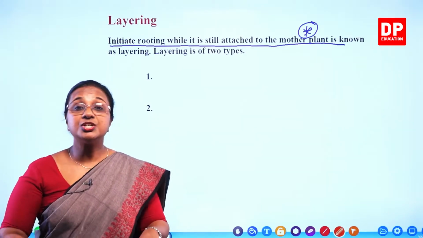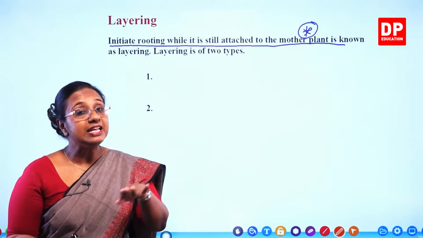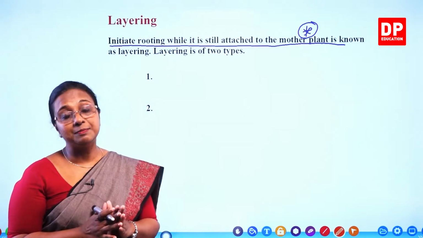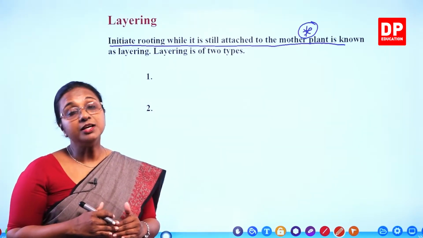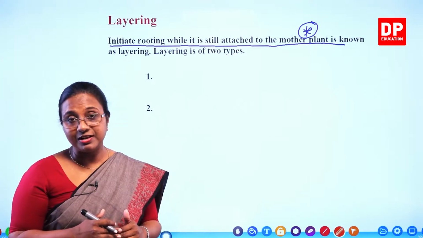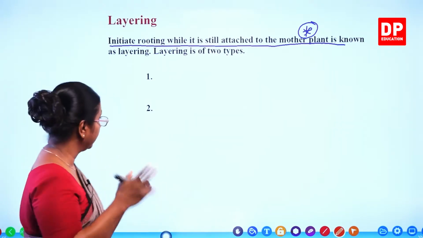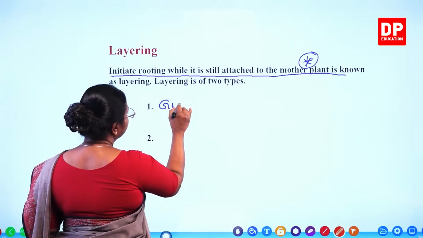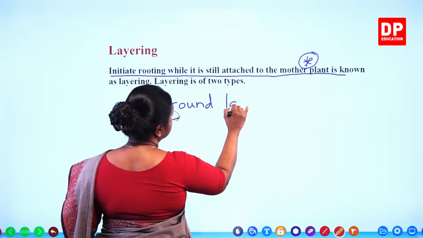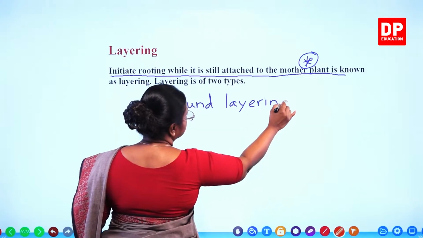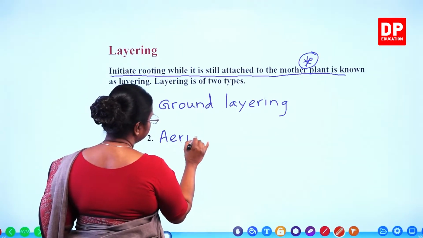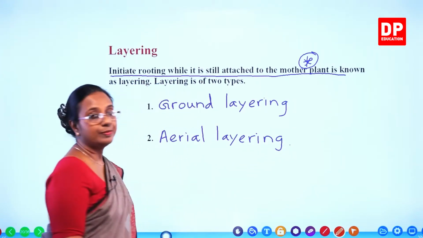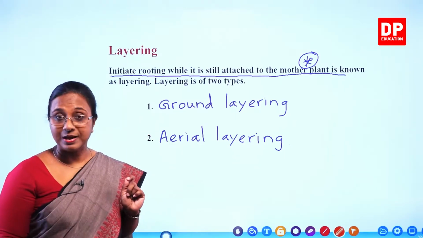If the twig is closer to the soil level, ground level, then it is done in one way, that is known as ground layering. And if the twig is high up in the plant, somewhat far from the ground level or higher from the ground level, then we call it aerial layering. So, 2 methods of layering. One is ground layering and the other one is aerial layering. Now we will discuss these methods one by one.